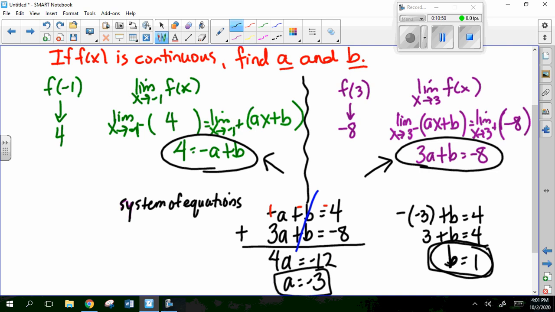And you can always go back and plug them in together and make sure that f of negative 1 equals the limit as x approaches negative 1. You should get 4 equals 4. Right? And then f of 3 equals the limit as x approaches 3 of f of x. You should get negative 8 equals negative 8.